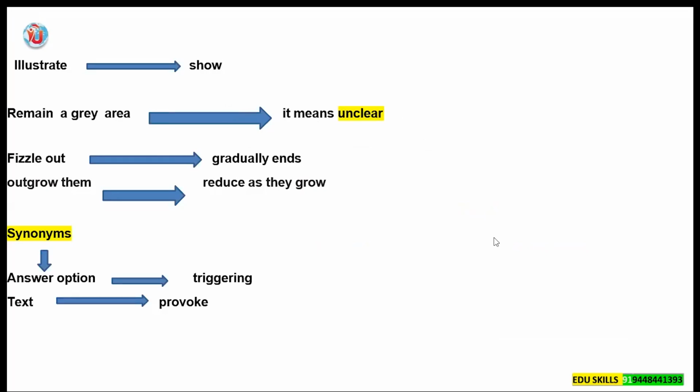It means unclear. Okay. There's a word called fizzle out. Fizzle out means gradually ends. It will not react. Okay.